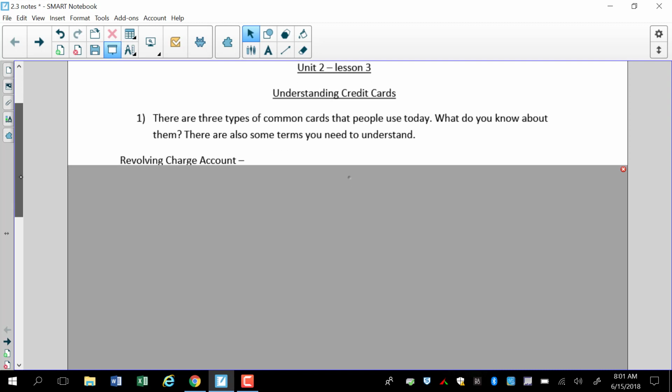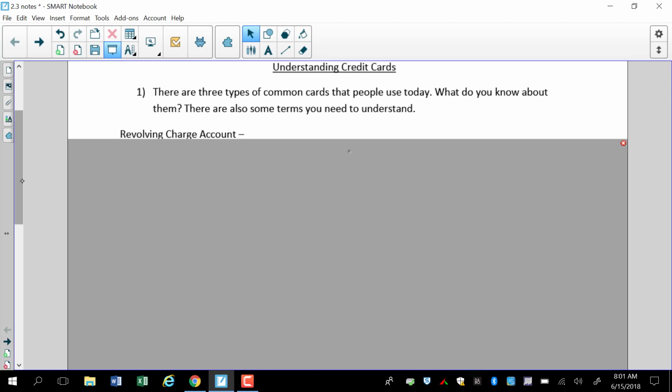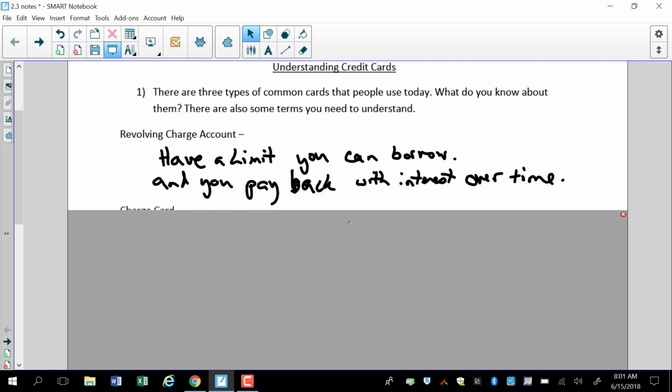So if you take a look here, there are three types of cards, most common that people use. One is called a revolving charge account. This is your typical credit card. You take the money, you borrow it, you pay it back over time with a monthly fee or a monthly statement. This is one of the more common accounts.